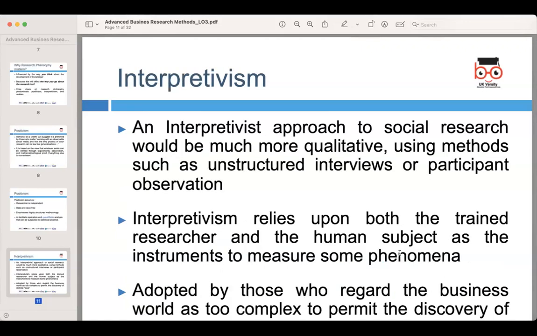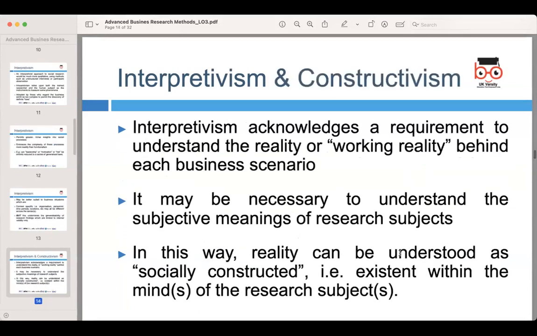interpretivism. In contrast to positivism, interpretivism focuses on the subjective nature of human experience and the importance of understanding context. Interpretivists believe that individuals attach meaning to their experience and that knowledge is socially constructed. Then there is realism.